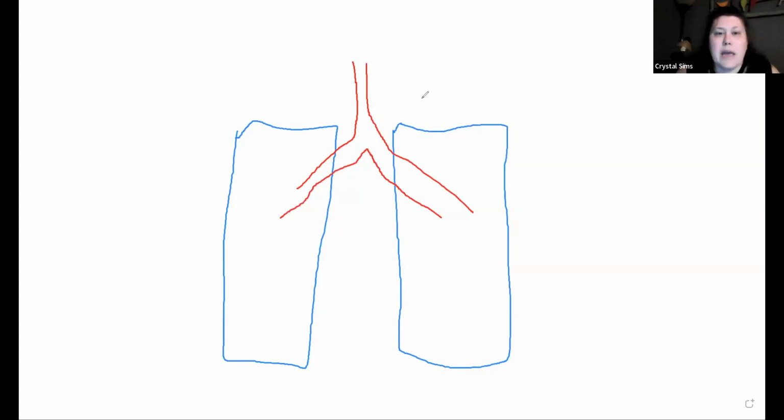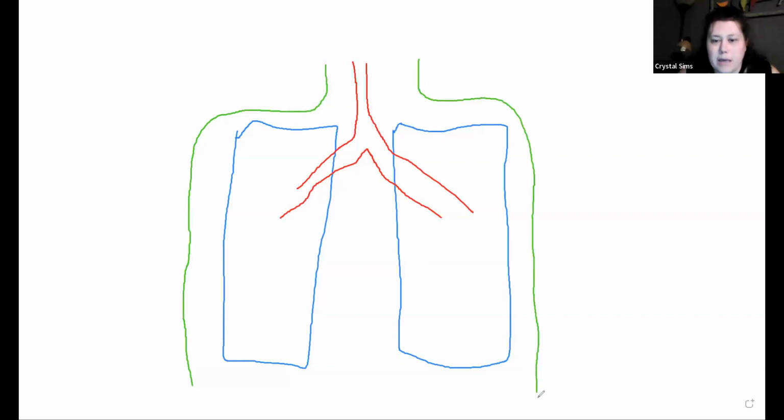All right. And then surrounding that, we're going to have our thoracic cavity. So let me just draw my little person here. And then down here at the bottom, we have our diaphragm. All right, so there's our diaphragm. All right, so then we've got all of this air outside.